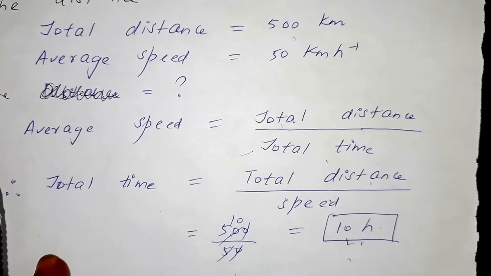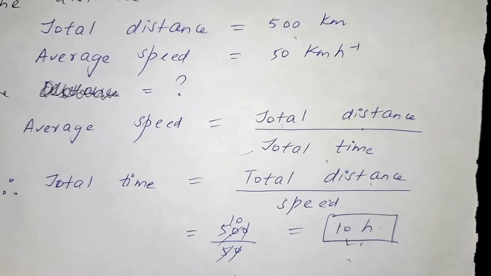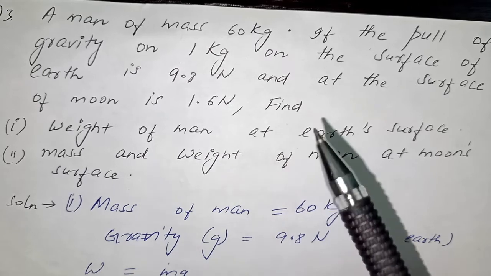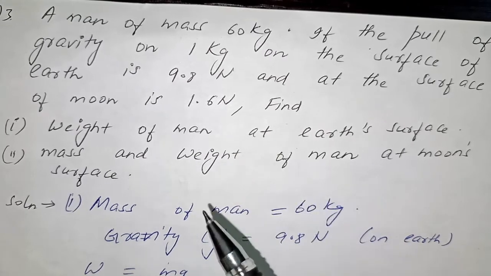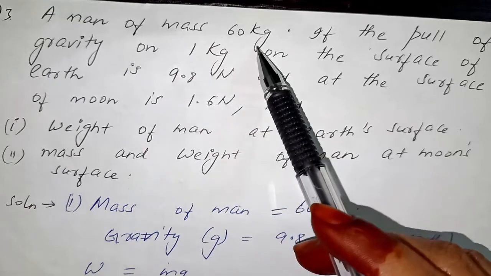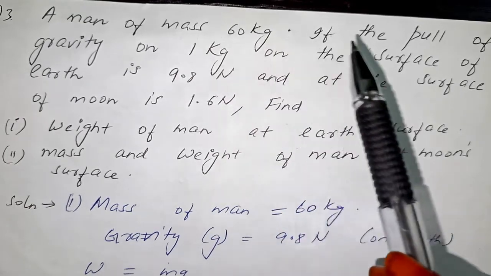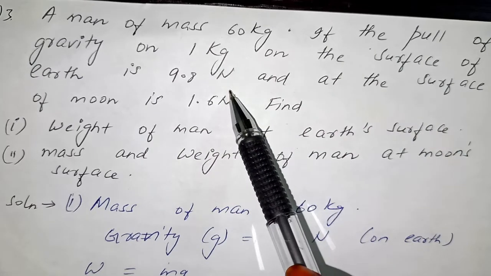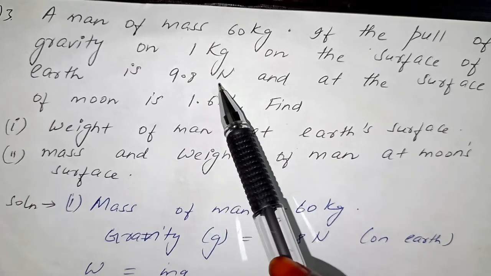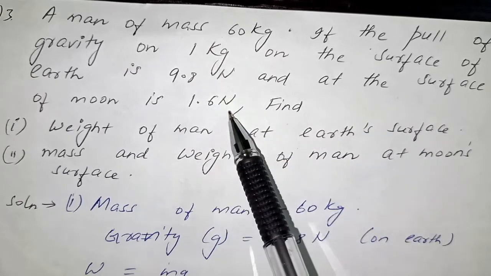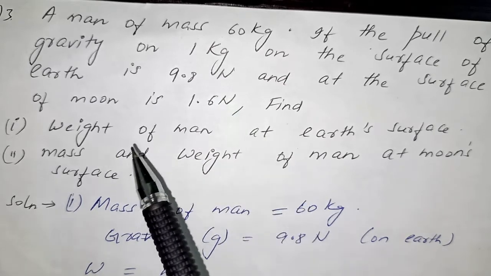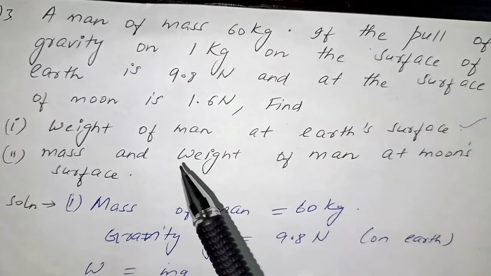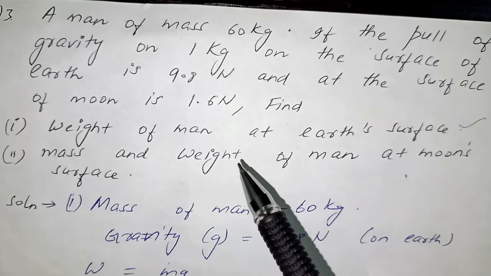Now let's move on to the next numerical. This question is related to the mass and weight of a body. This is also an important question. A man of mass 60 kg. If the pull of gravity on 1 kg on the surface of earth is 9.8, and at the surface of the moon is 1.6 N, find the weight of the man at the earth's surface, and the mass and weight of the man at the moon's surface.